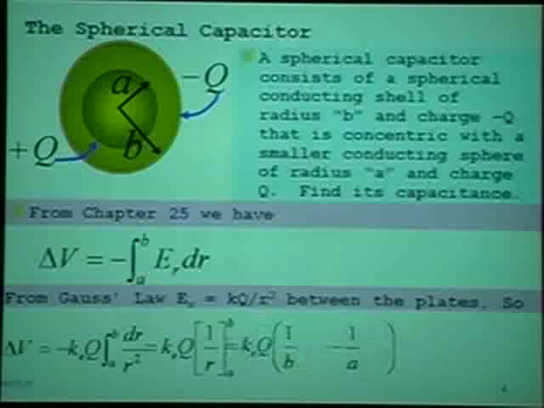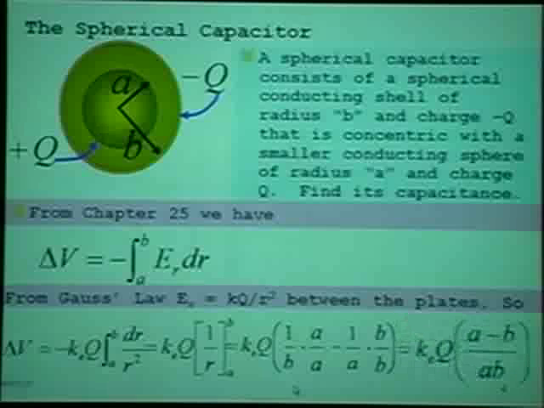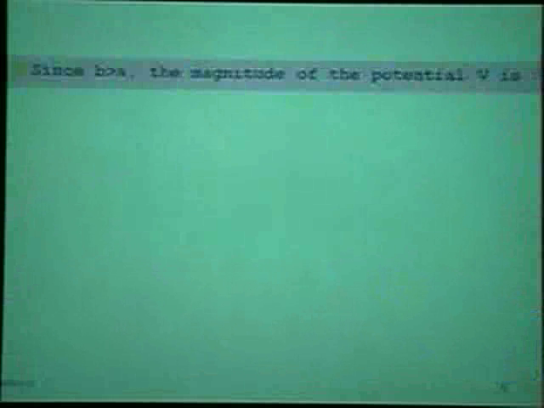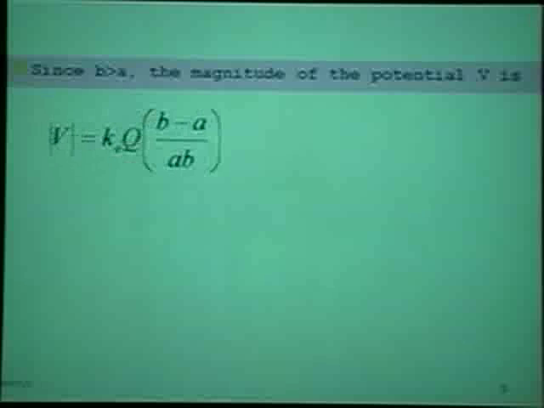So we have 1 over b minus 1 over a. Let's find a common denominator for these fractions. So we'll multiply them both by 1, and we get this nice result: the potential difference between these 2 shells is equal to k times q times radius a minus radius b over radius a times radius b. So if b is greater than a, then the magnitude of this potential in a positive sense would be equal to kq times b minus a over a times b.